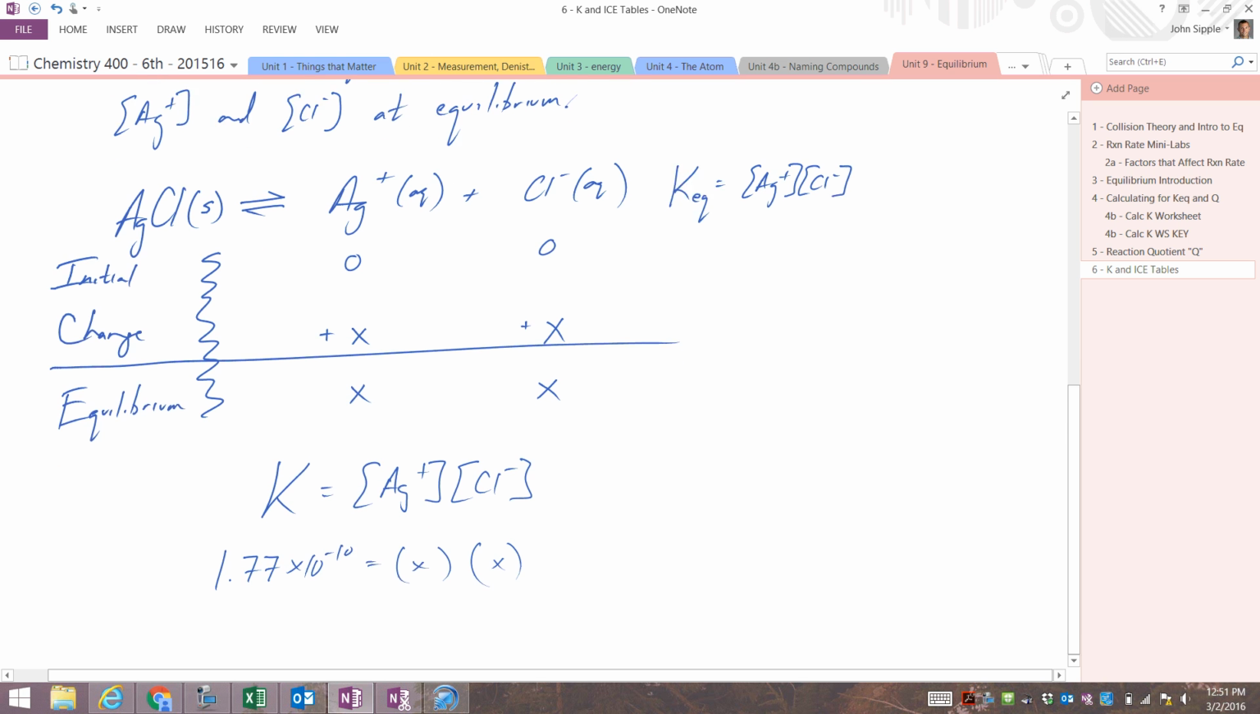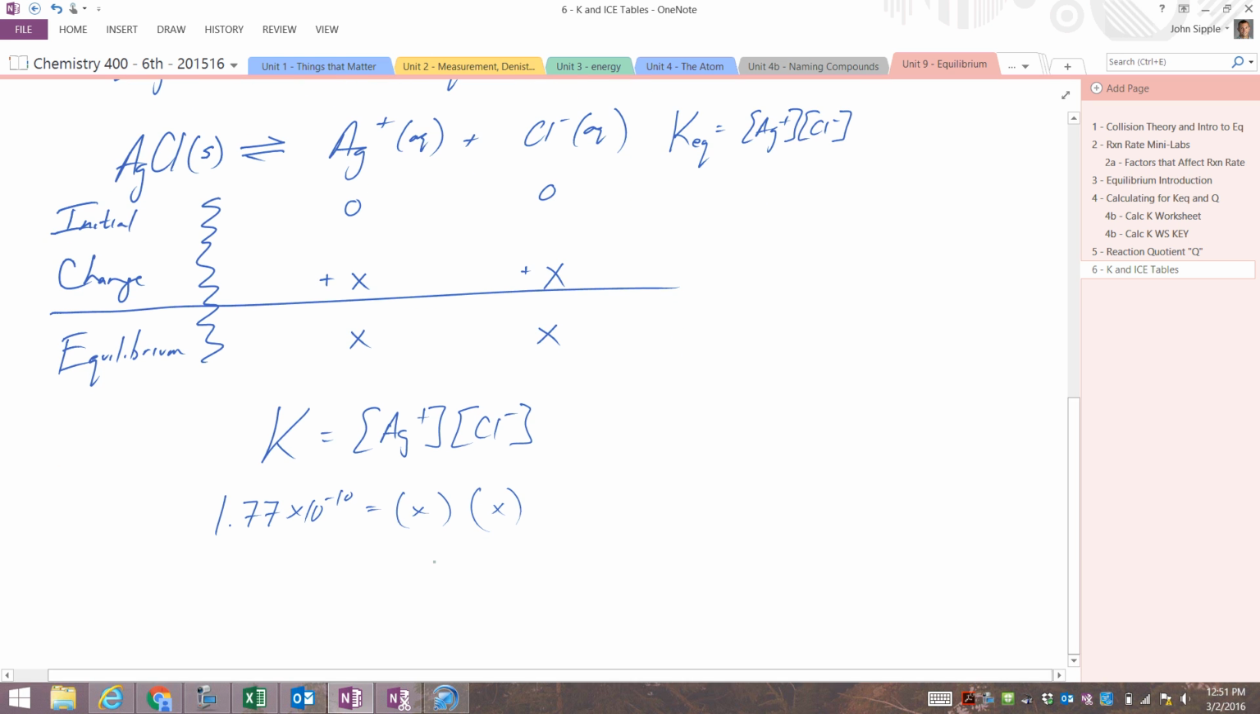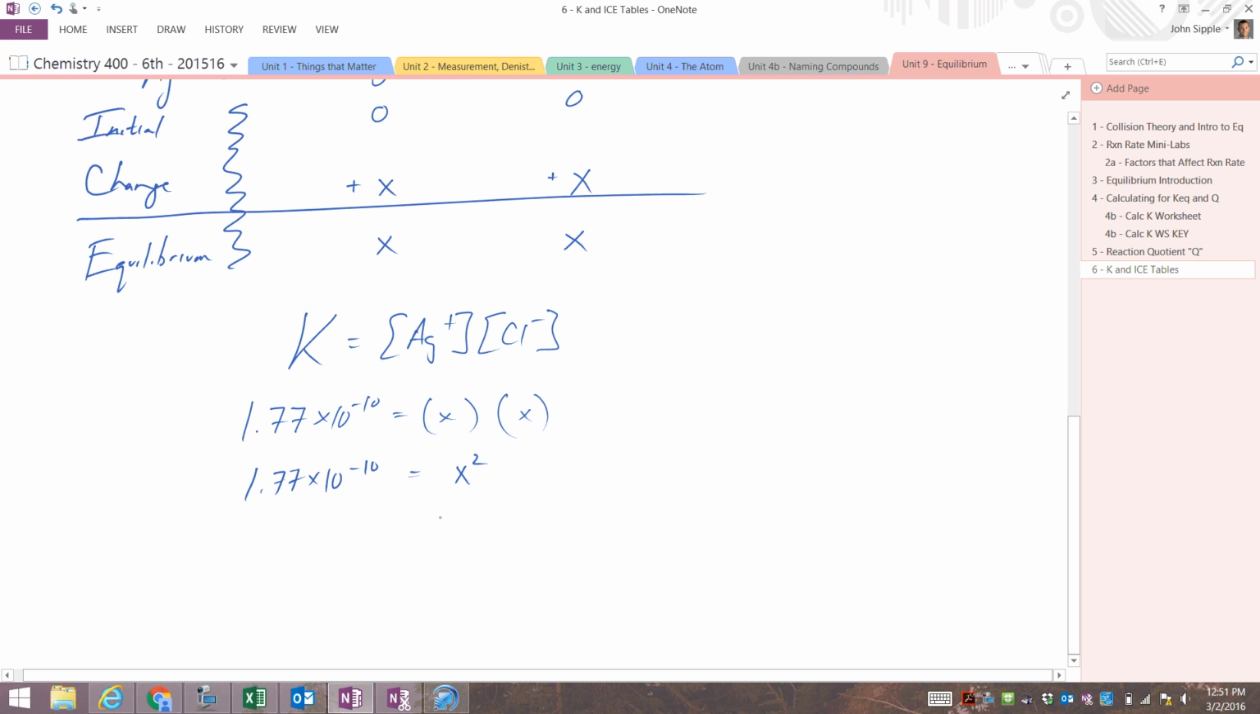Okay? And then we just solve for x, right? X squared is equal to 1.77 times 10 to the minus 10. So x is equal to the square root of that. So I got 1.33 times 10 to the minus 5.